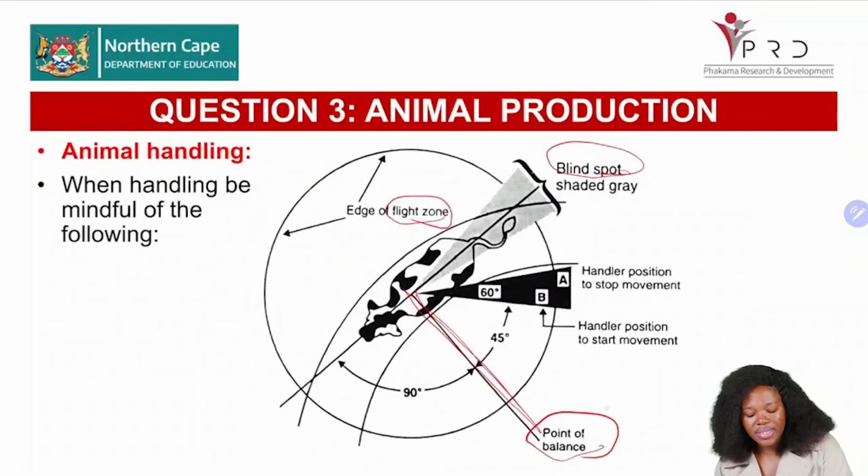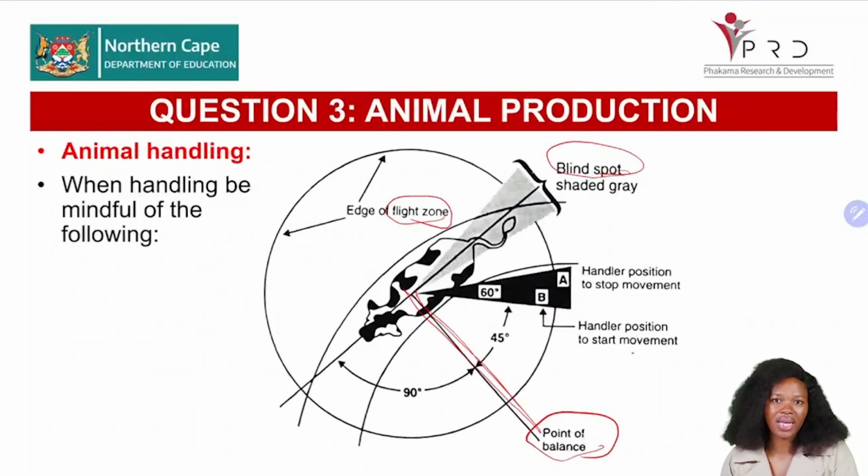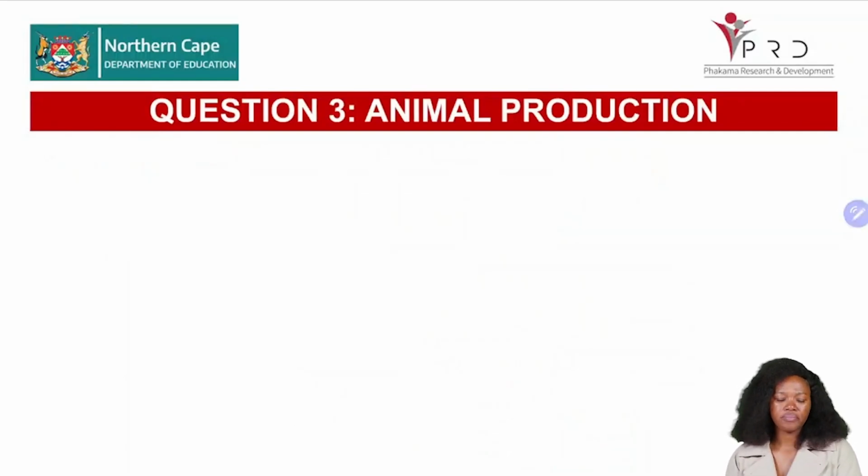Understand that when standing behind the point of balance, the animal will move forward, and at the front of the point of balance, the animal will move backward. So these are the three things you need to take note of when handling the farm animals.